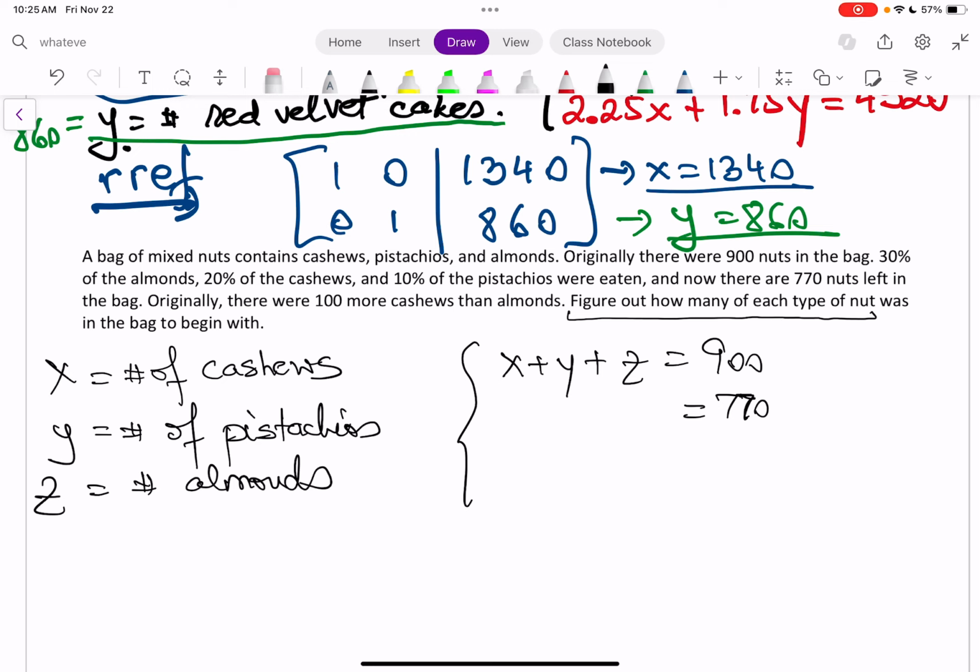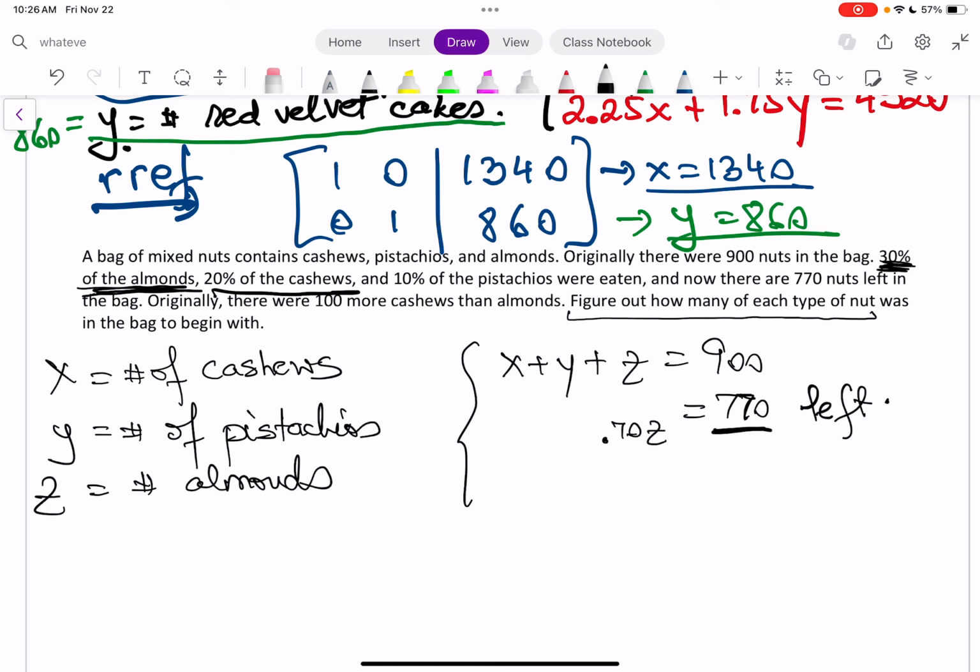Now, if 30% of the almonds, and this is very nicely mixed up for you so that you can get super confused, it says 30% of the almonds were eaten. So if 30% were eaten, how much is left? Because we now know what is left, not what was eaten, right? So you can subtract, but here I'm going to do this. If 30% of the almonds were eaten, that means we're left with 70% of them. 70% is 0.70 of the almonds, which were Z.